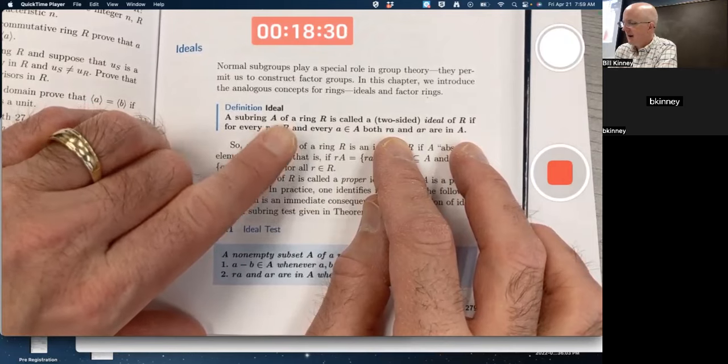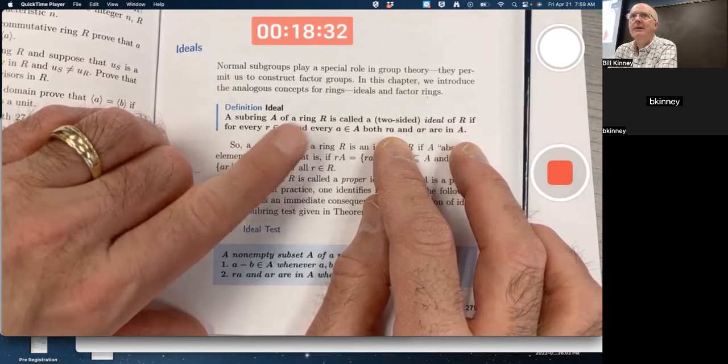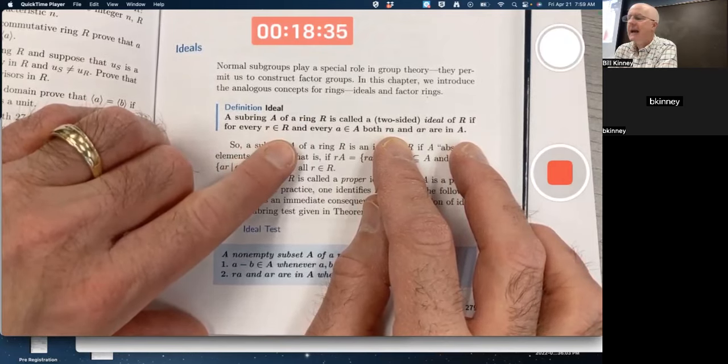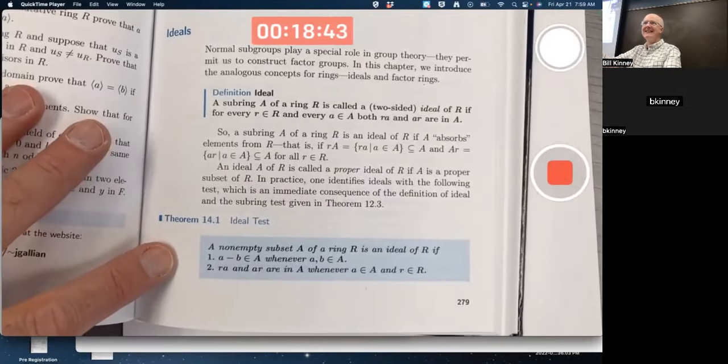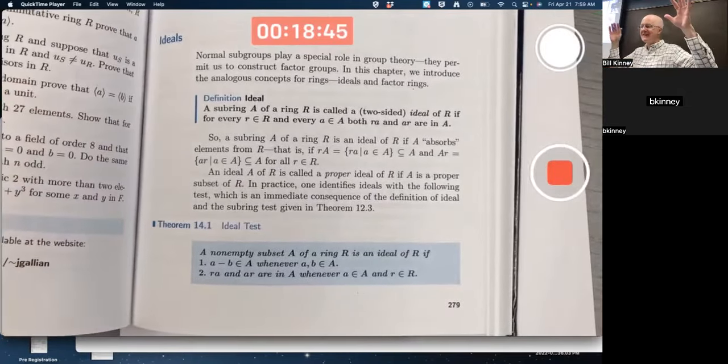Notice r doesn't have to be in capital A, yet the products are still in capital A. In the lectures, I call this super closed. Super closed. ra and ar get sucked into A.